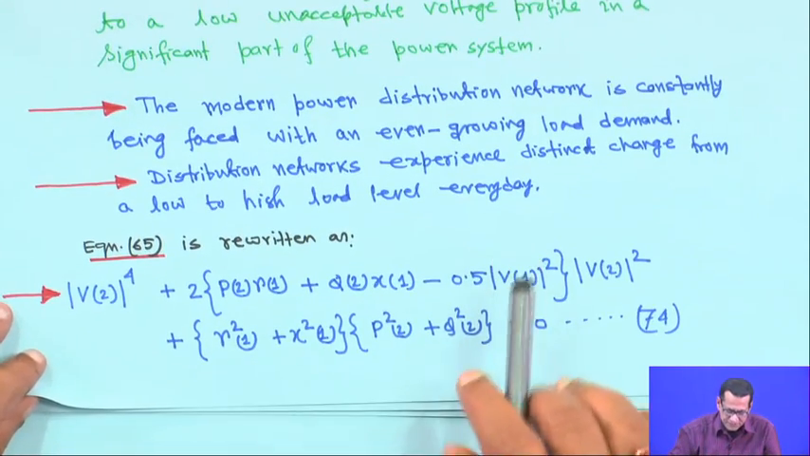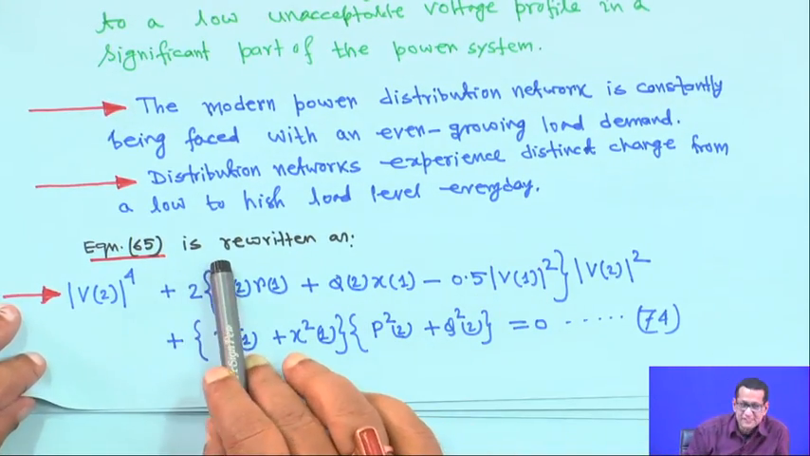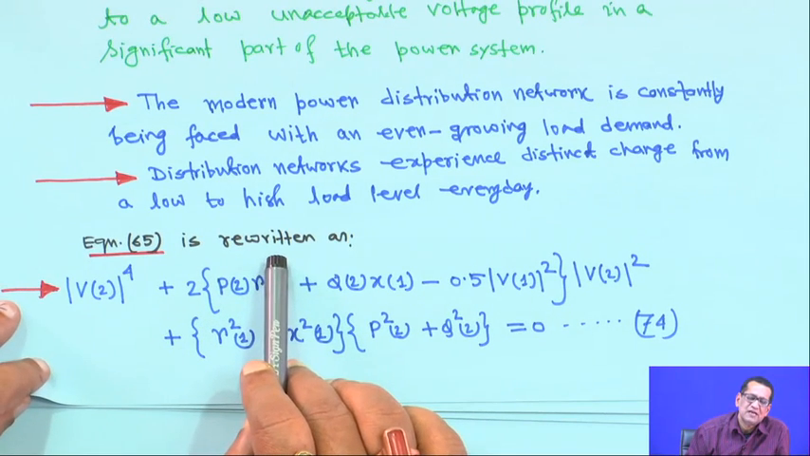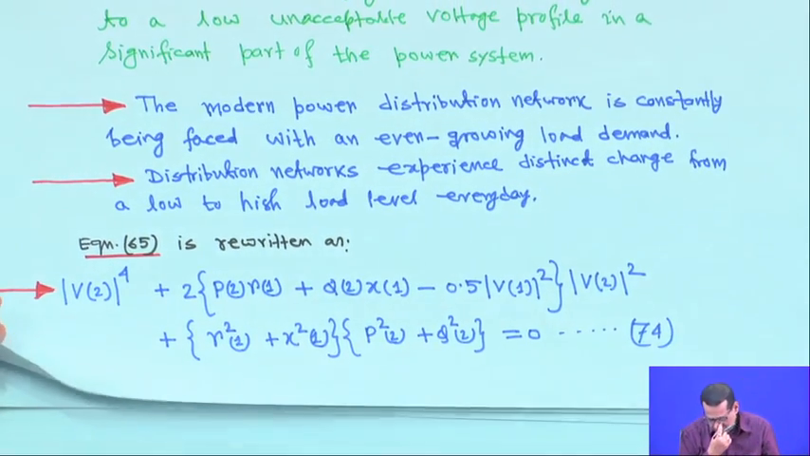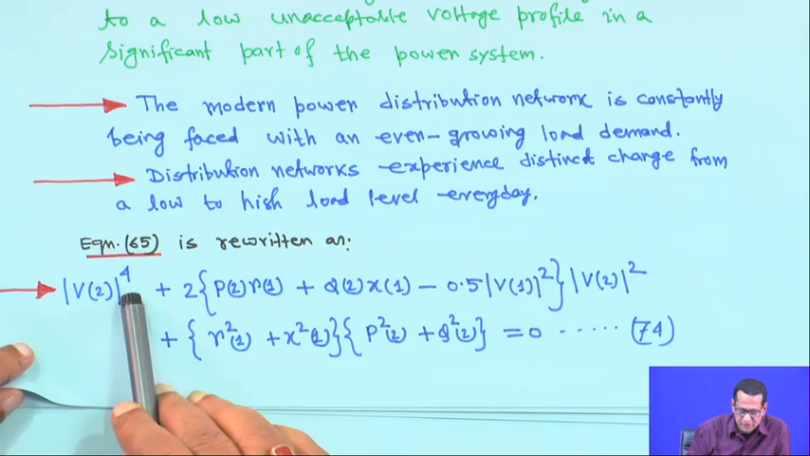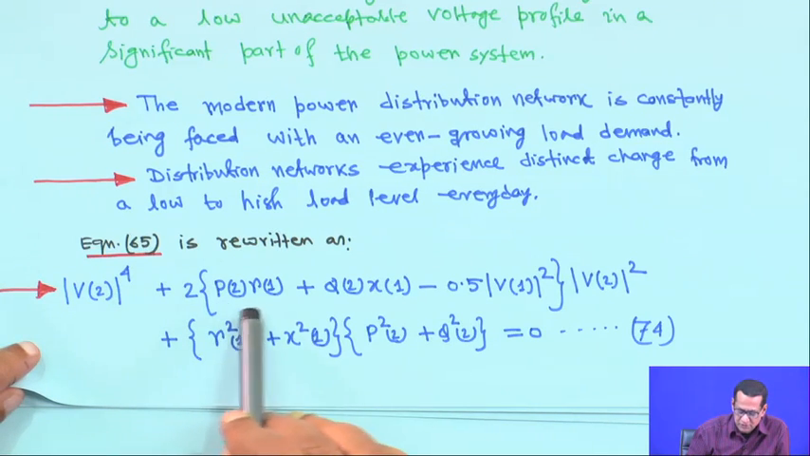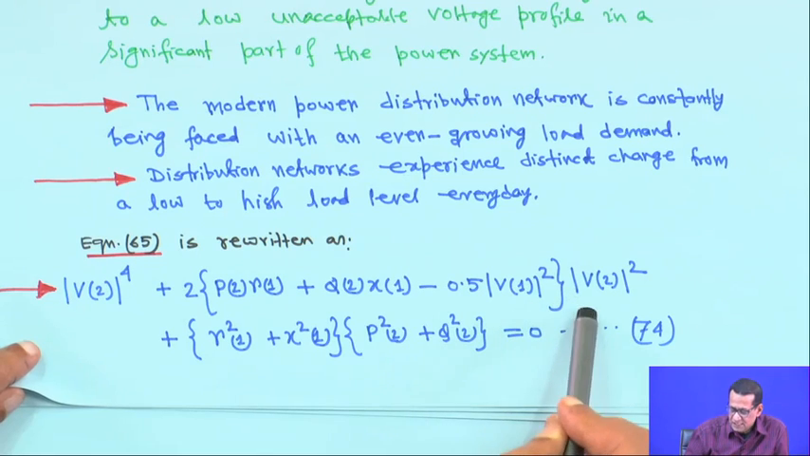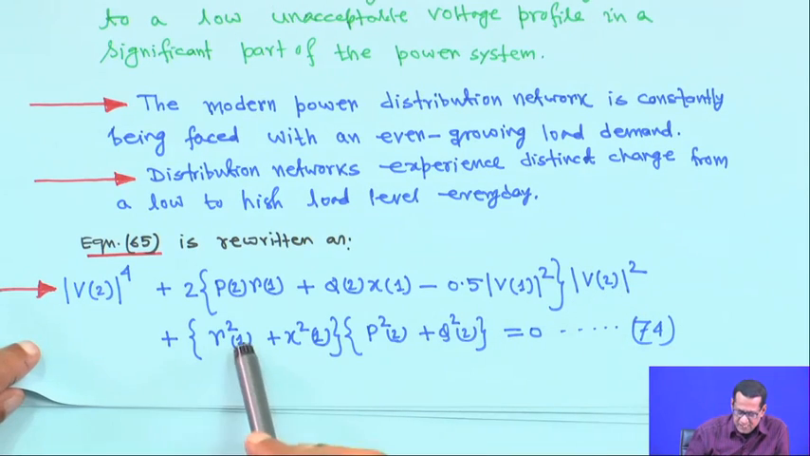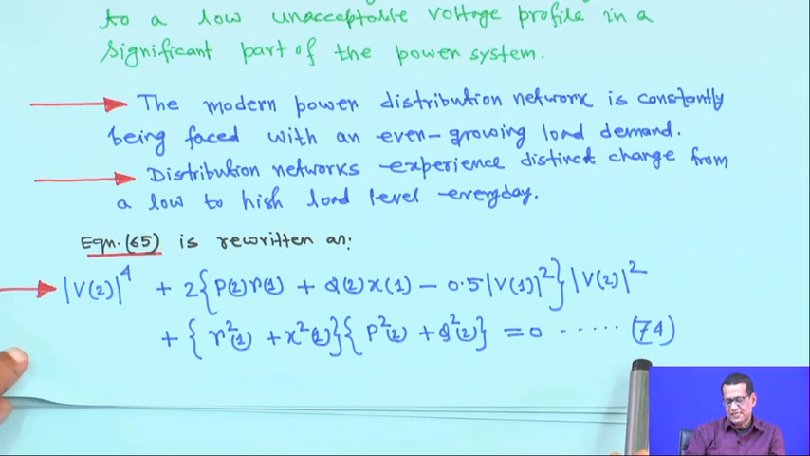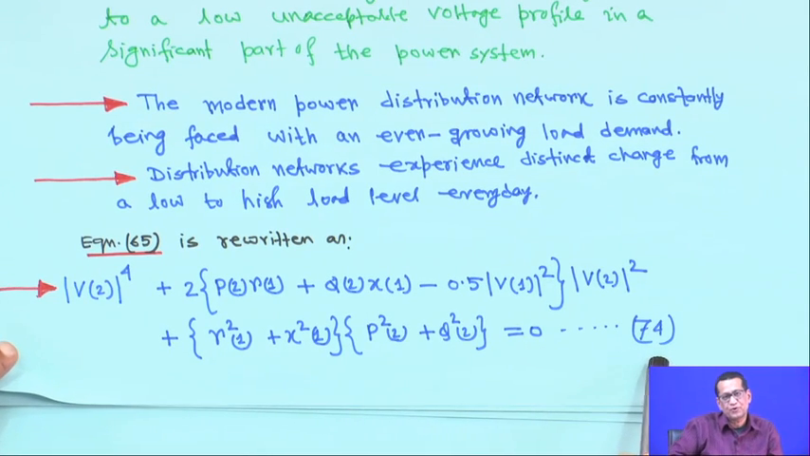And that means the same equation, equation 65 for method 2, we will use here, because I will try to find it in terms of your voltage magnitude. So in that case, equation 65 can be written as V2 to the power 4 plus 2 into (P2 R1 plus Q2 X1 minus 0.5 |V1| square) into V2 square plus (R1 square plus X1 square) into (P2 square plus Q2 square) is equal to 0. This is the rewritten equation, and this number is 74.